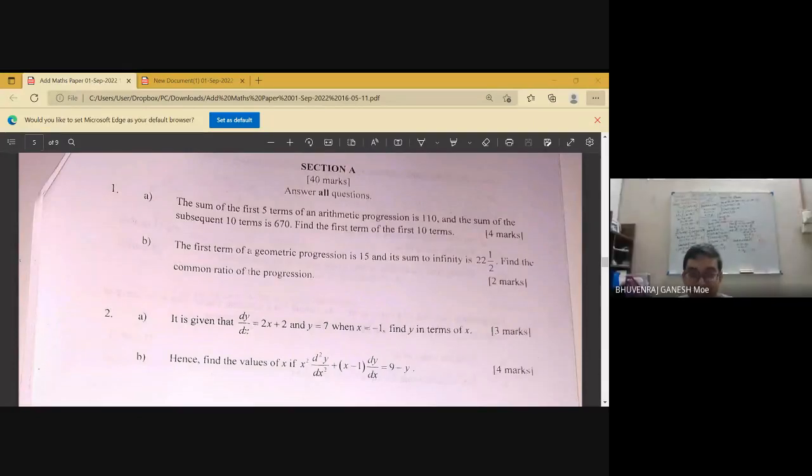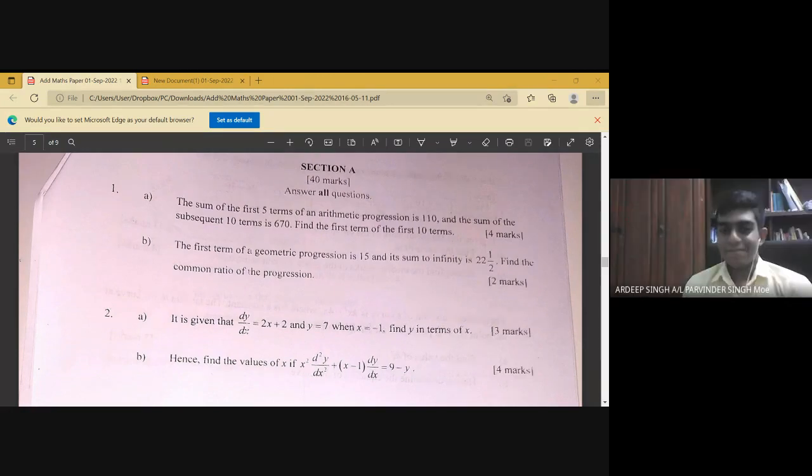Okay, so we will start on the discussion of one of the NMATS papers in our school. So we will start with question 1A. The floor is yours.